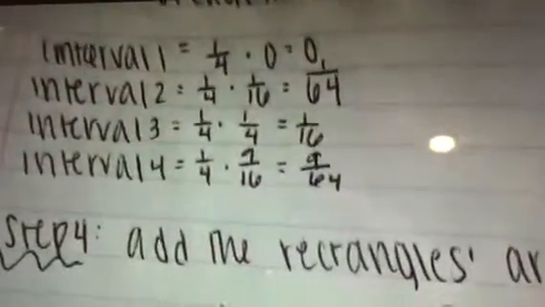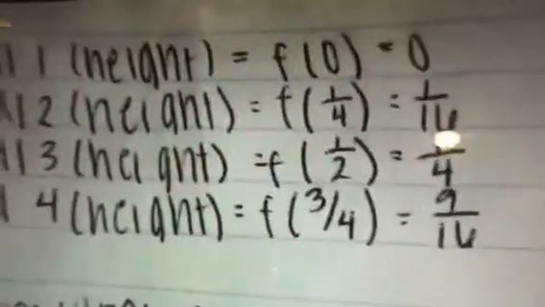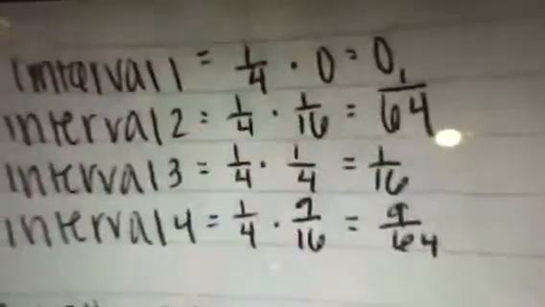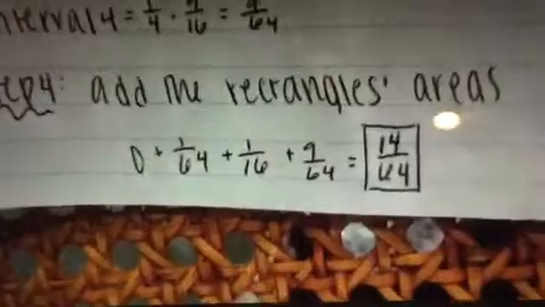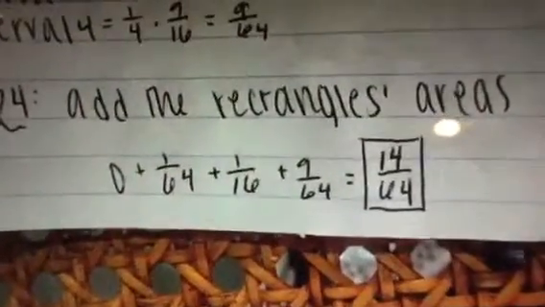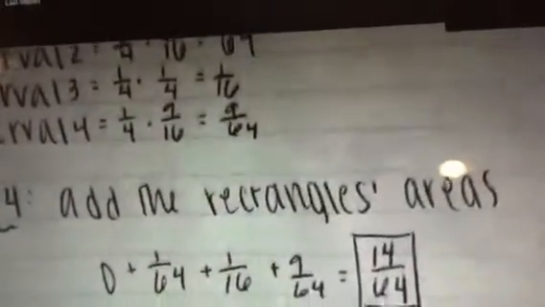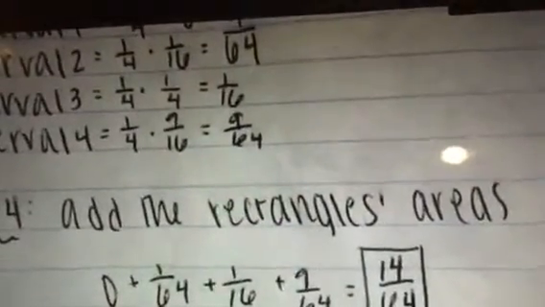And we get 0. Now for interval 2, 1/4 times 1/16, because 1/4 is the length again and 1/16 is the height, as we found up here. 1/4 times 1/4 is 1/16, and then 1/4 times 9/16 is 9/64, and these are all of our rectangle areas. Lastly, we just add the rectangle areas. We add those numbers and we get 14/64. This is your LRAM, your left side sum.